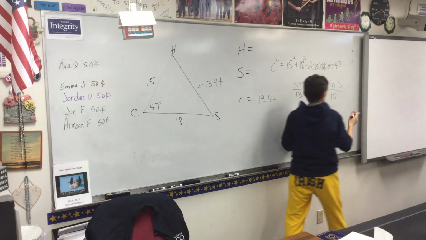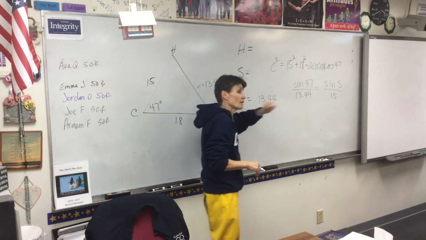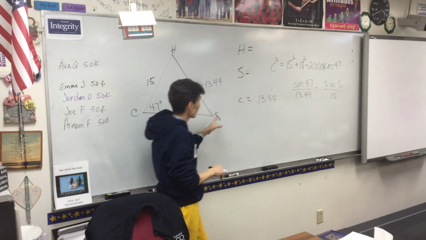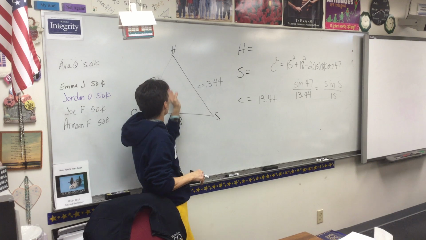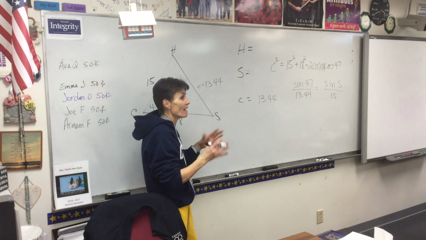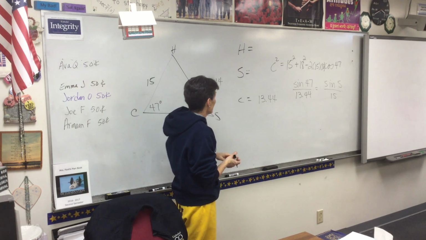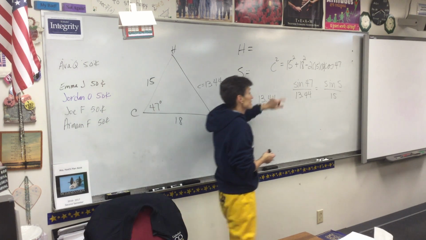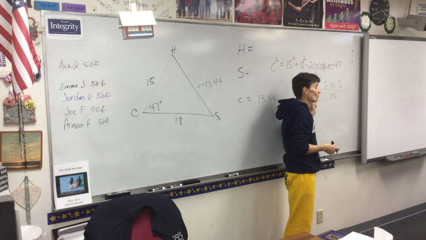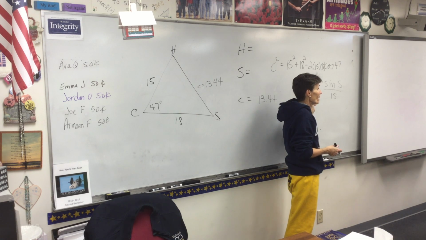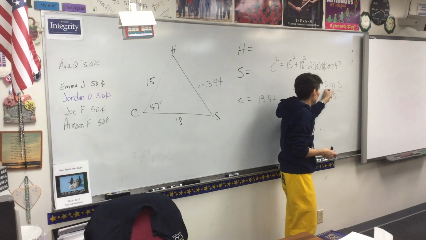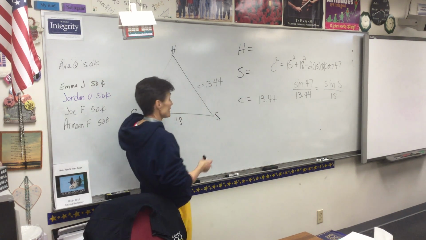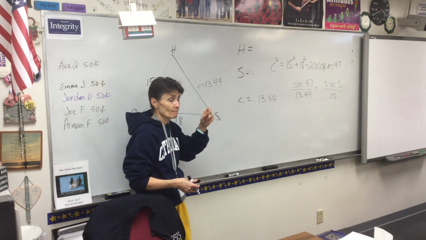Now, I just randomly picked S. We've talked about this before. Do I have to start with S over 15? No, I could do H over 18. It doesn't matter. Got to do one of them. So here's my set. Sine of the angle over the side. Malcolm and Jalen, since you guys didn't know this, you weren't really paying attention, this is the law of sines. Sine 47 over 13.44 equals sine S over 15. That's the law of sines.